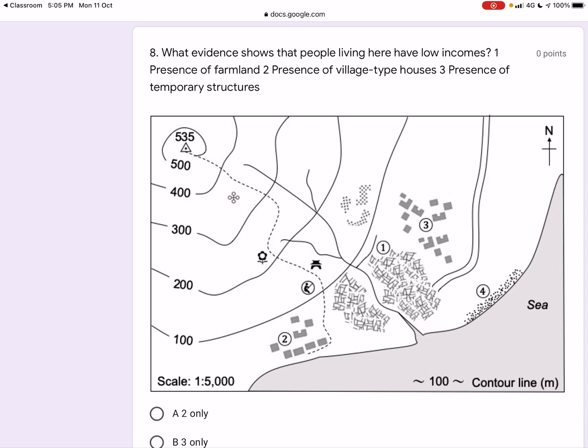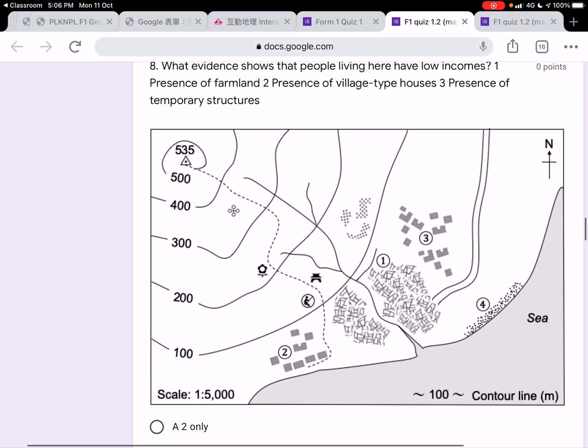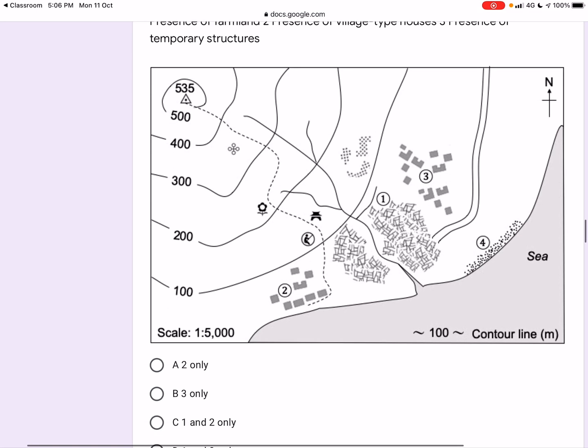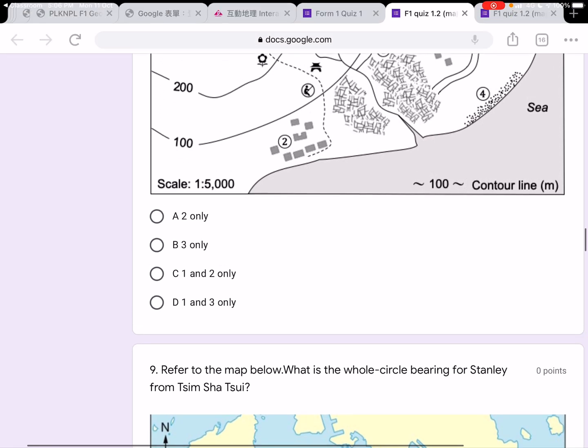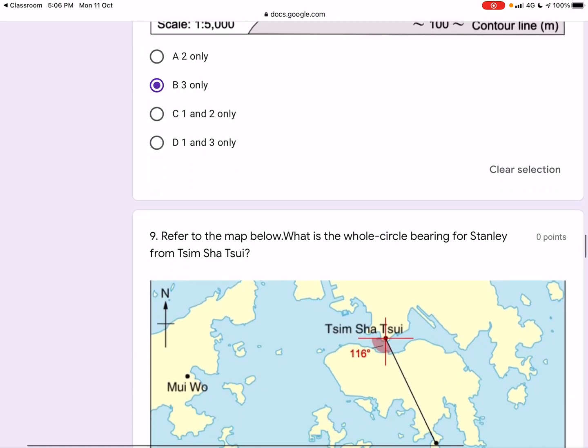And then what makes the people living in there have low income? First of all, presence of farmland, not really, okay. Presence of village type house, not really. Presence of temporary structure, okay, because can you say Mr. Leung is poor? No, because Mr. Leung also lives in a village house, but indeed Mr. Leung is a bit poor, but not that poor as Mr. Leung cannot repair their house, okay. But the temporary structure is telling that they cannot really repair the house, okay. So option B is the answer.